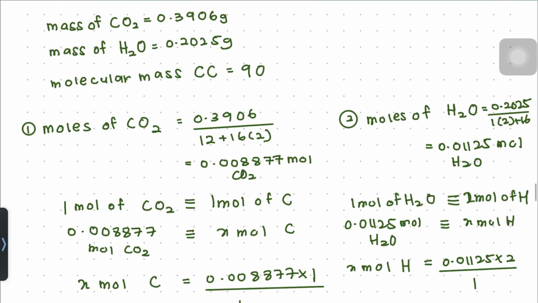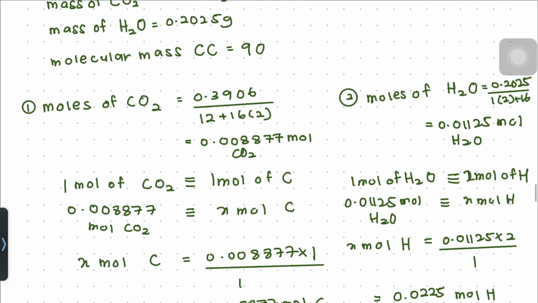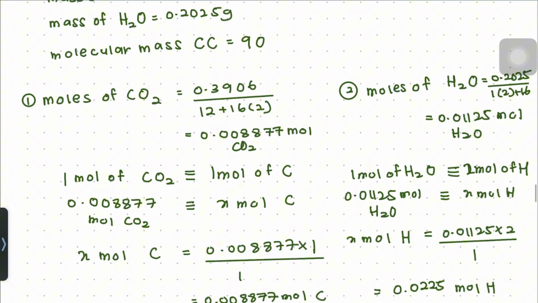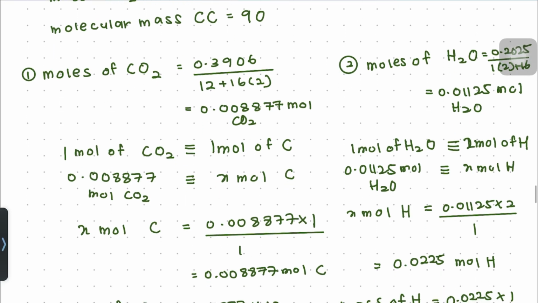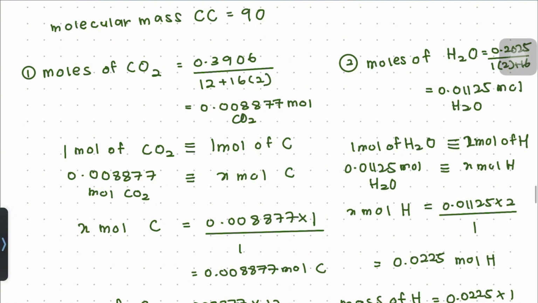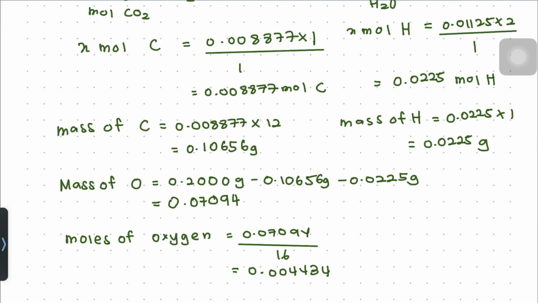Next, we will calculate the mole for each element. So for C contained in the CO2, we need to do the stoichiometry ratio. So we will get the mole for C is 0.008877 mole C, and the mole for H is 0.0225 mole of H. In each CO2 compound, it has 1 mole of C, and in H2O, there are 2 moles of H. So next, to find the mass for each element, we just need to multiply the mole that we get with the molar mass, and then we will get the mass of C and H.